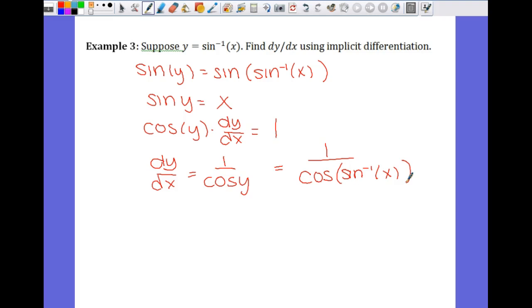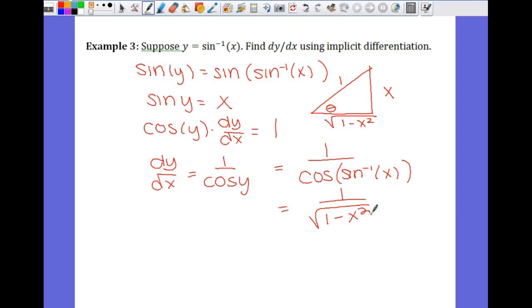So this one is like x over 1. So now we know my opposite is x, my hypotenuse is 1, and my adjacent is the square root of 1 minus x squared. The cosine of theta is adjacent over hypotenuse. So this becomes 1 over square root 1 minus x squared. And that is the derivative of inverse sine, always.